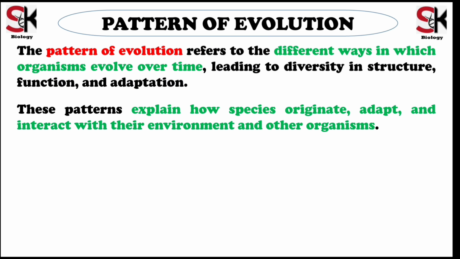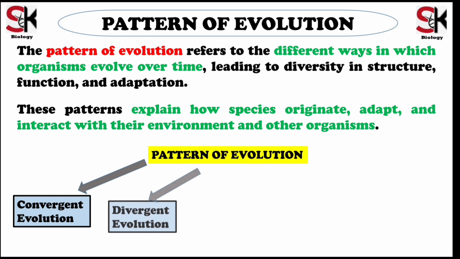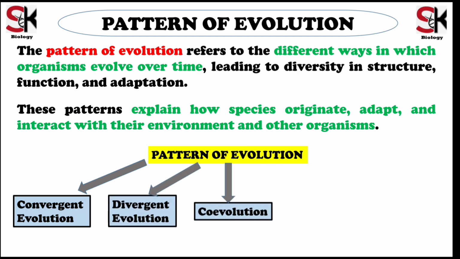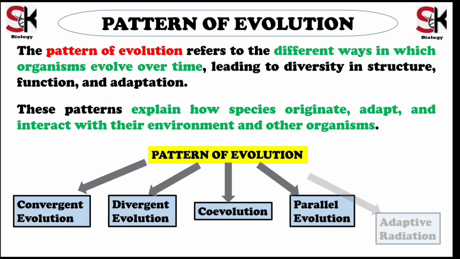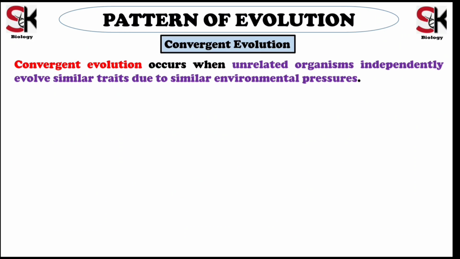There are several important patterns of evolution as follows: convergent evolution, divergent evolution, coevolution, parallel evolution, and adaptive radiation. Let us understand each one with an example. The first is convergent evolution.